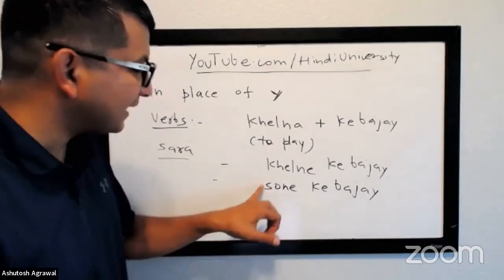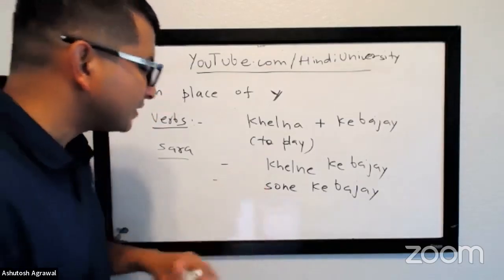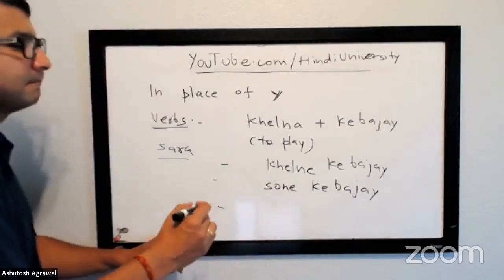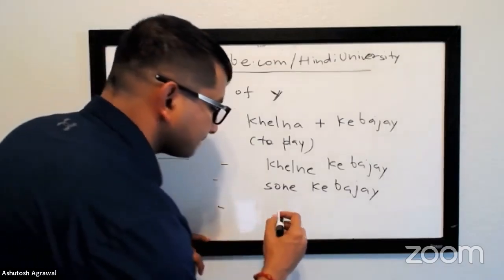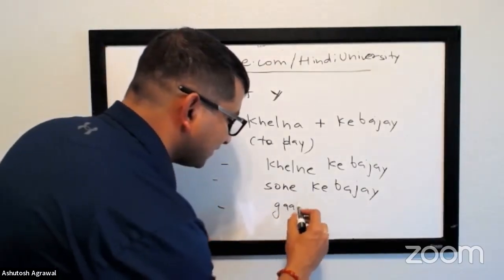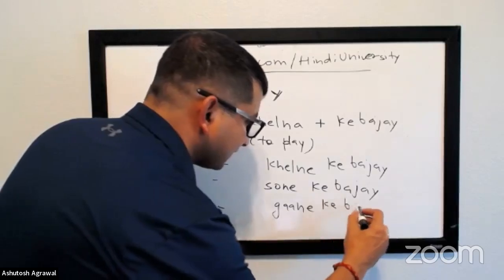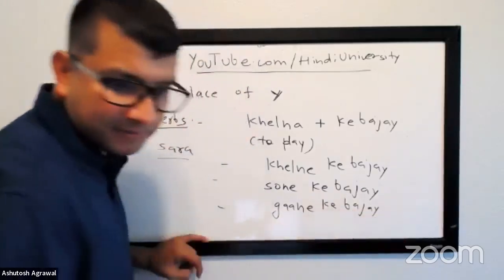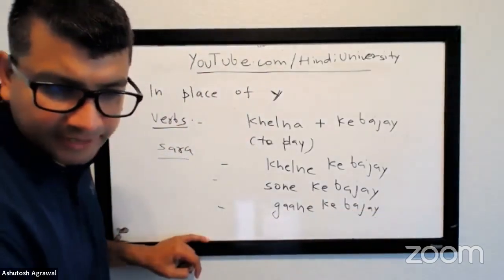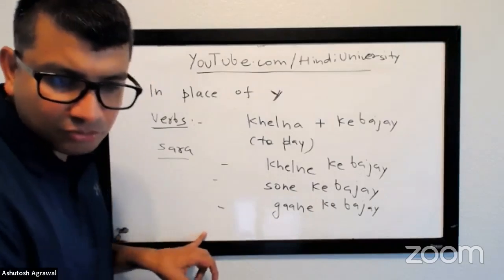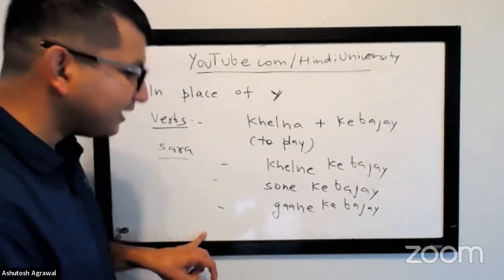Radhika ji, replace khelna, sona with some other word. गाने के बजाय. Yeah, very good. गाने के बजाय. Let's just do some more. And if somebody wants to try it out, you can write on the chat. नाचने के बजाय. Yeah, नाचने के बजाय.